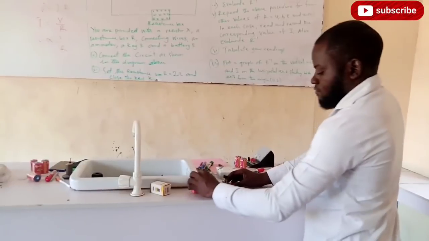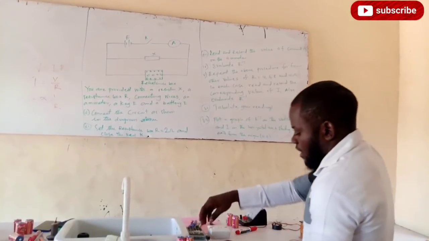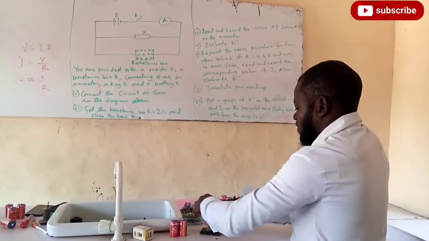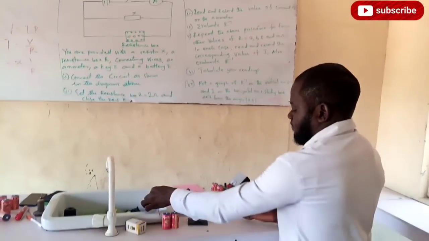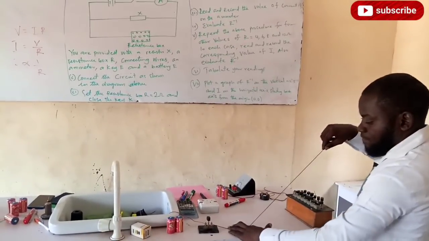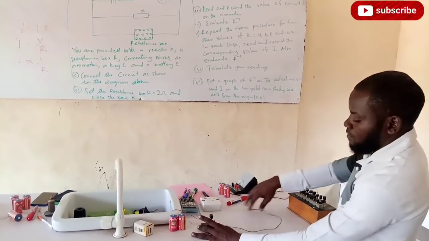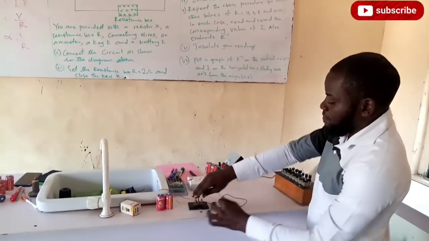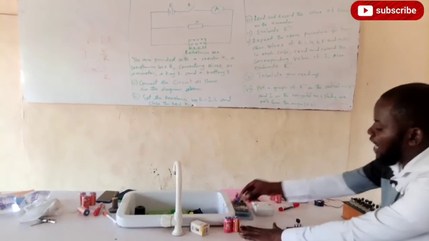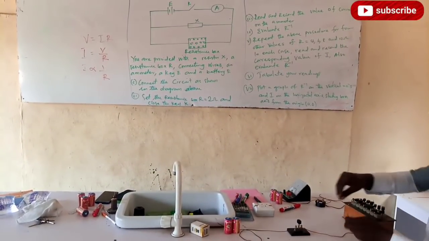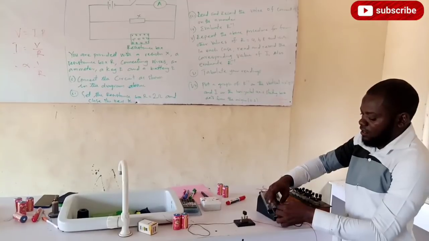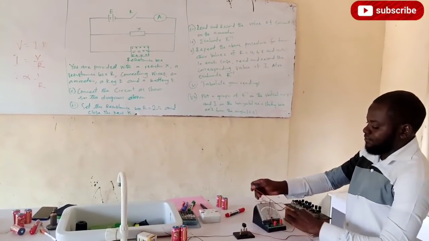This is my cell. Can you see? This is my cell, and this is my key. I see it now. My key is going to the negative terminal of the cell, and the other end of the key is going to the positive terminal of the, what is it called? The ammeter.